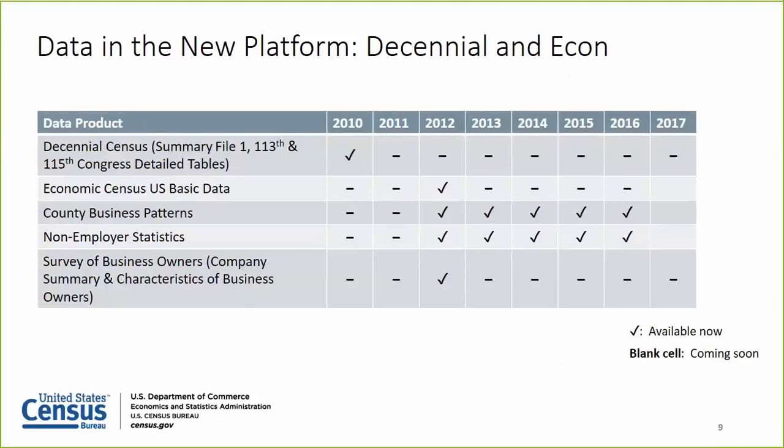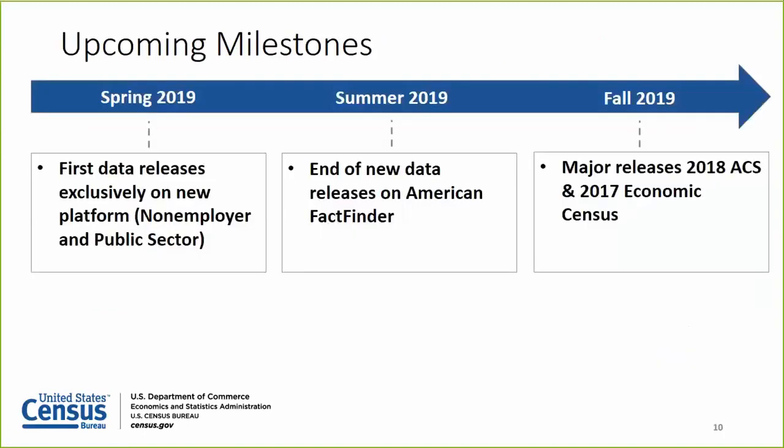For the Economic Census, we have the 2012 basic U.S. data, as well as county business patterns and non-employer statistics from 2012 forward. In the 2017 column, again, you see those blank cells showing you some upcoming data releases. Also in the platform, survey of business owners, selected tables from there as well. So that's what's available now. In the longer term, we're continuing at the Census Bureau to onboard more surveys and programs and migrate data from American FactFinder into the new platform for you to access. But that was just a look at the current snapshot for you all.